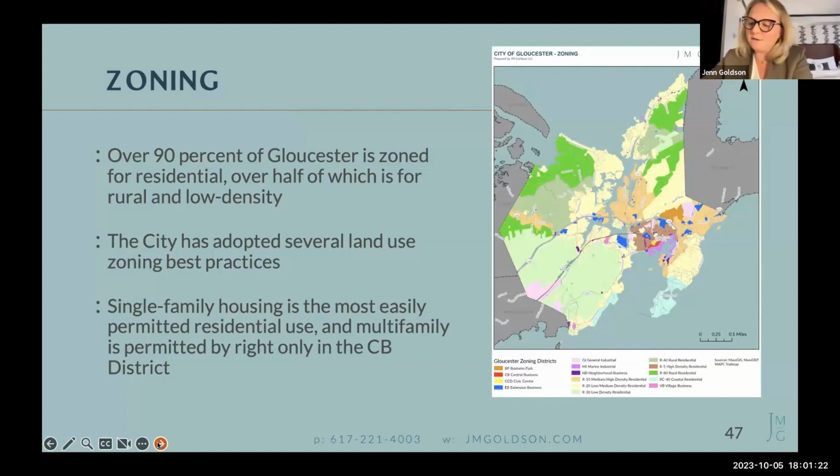So you have inclusionary zoning, you allow home occupation, you have accessory dwelling units by right, you have cluster and open space residential development, you have overlay districts for floodplains and watersheds, you allow by right two family development in about 82% of your land area. So all of that we would consider land use zoning best practices. Single family housing is still, though, the most easily permitted residential use, and then multifamily is permitted by right only in the central business district. So those are some limitations.